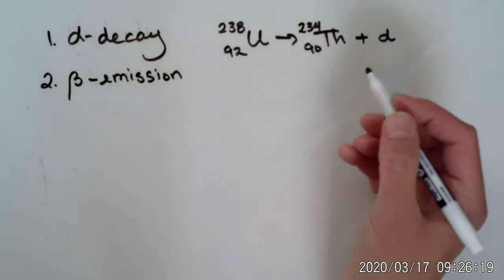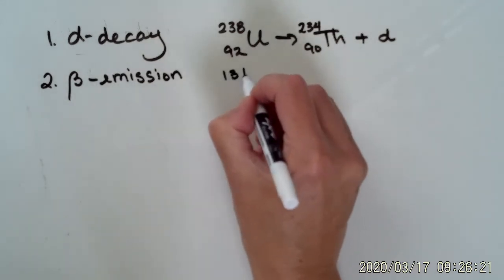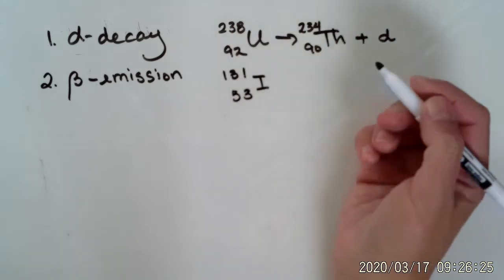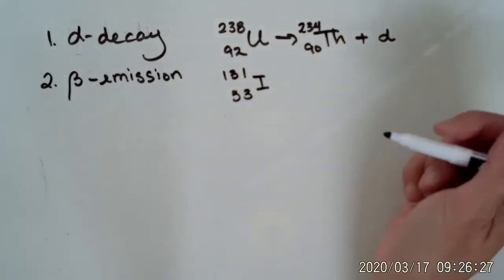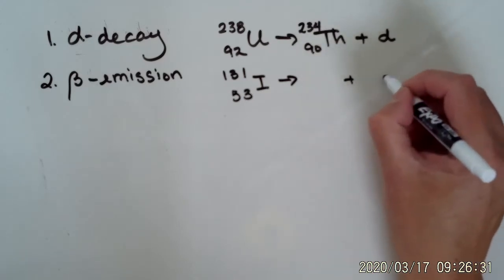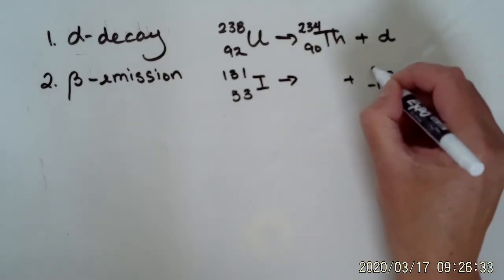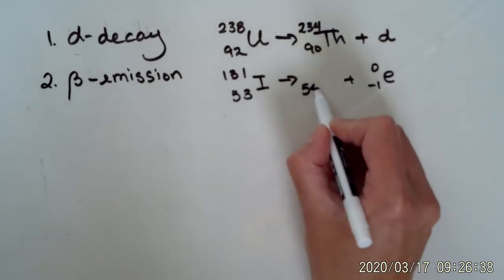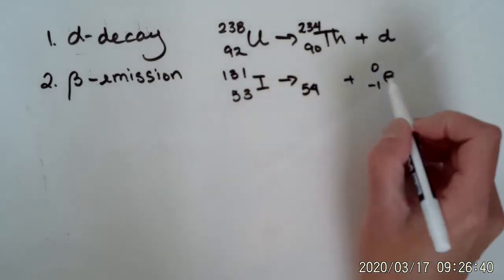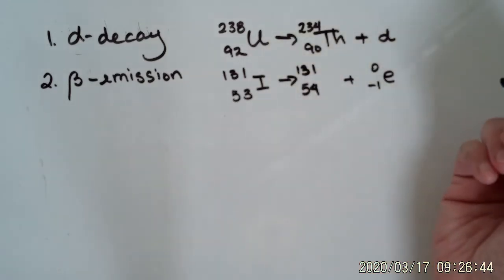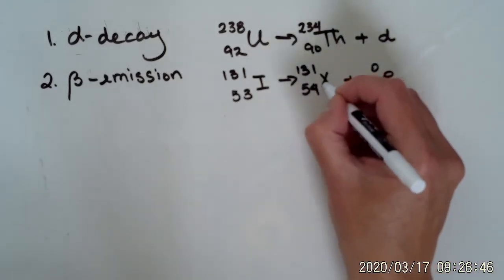An example of that would be iodine 131. And when it undergoes a beta emission, you're losing a high-speed electron. So this has a sum to 53. This is 131. What we find is it goes to xenon.